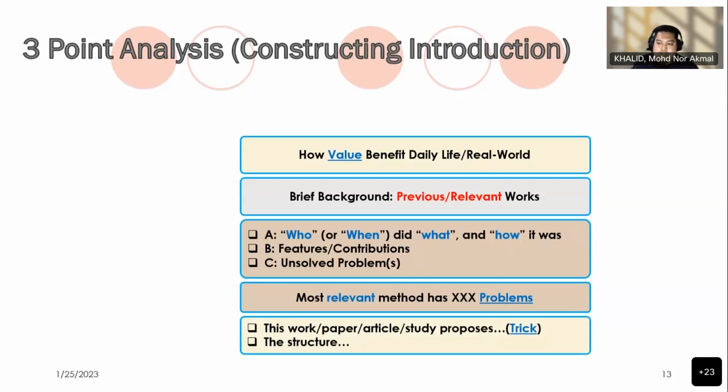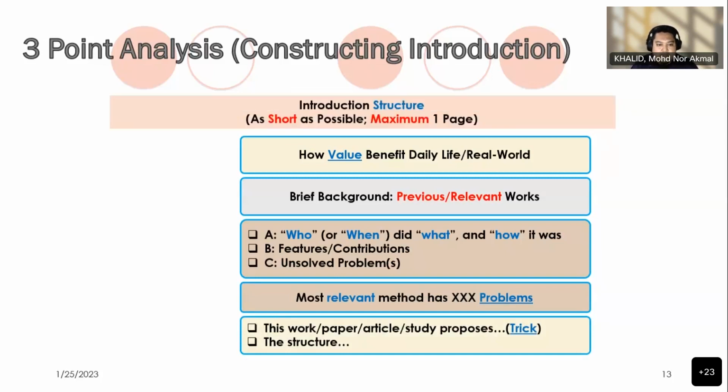And sometimes you need to include paper structure and so on, right? So usually it should be within one page, as short as possible if you can. But of course don't be too short, because you lose the first impression of your paper. Because usually when people read your paper, they start by title, abstract, and your intro.